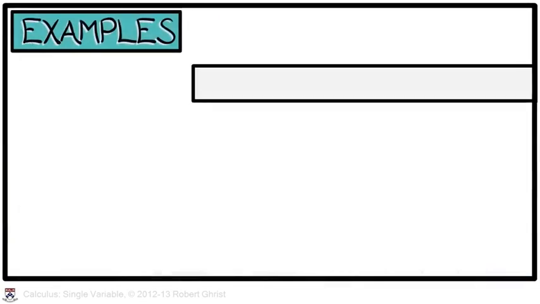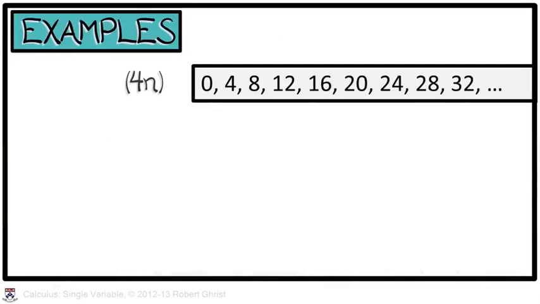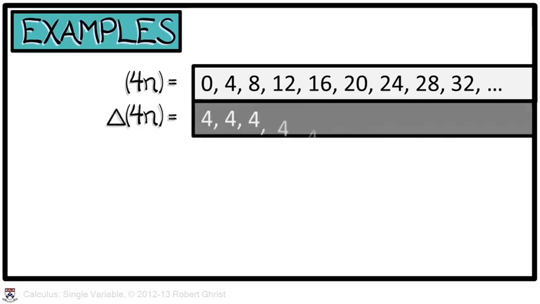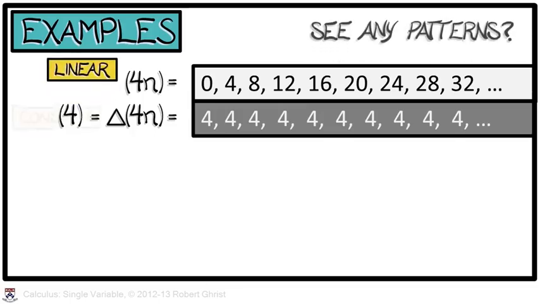Let's consider a few examples. If we take the sequence 4n and compute its forward difference, what do we obtain? I'm going to leave the verification of the computation to you, but I want you to show that one obtains the constant sequence 4. Now, what do you observe here? It's as if we're taking the derivative of a linear function and obtaining the constant function. But here, these are sequences and differences instead of derivatives.